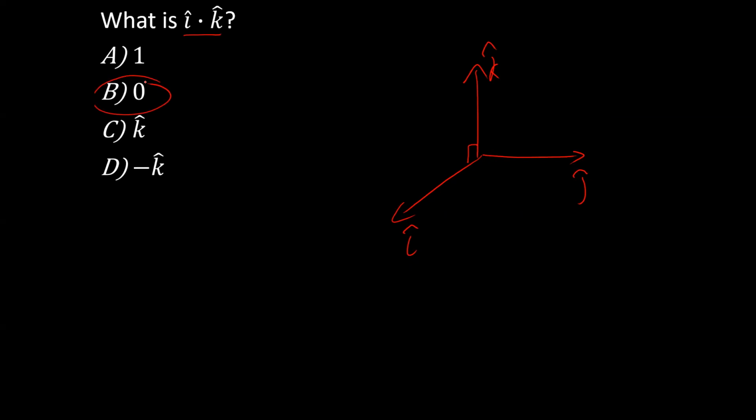You could also get this from the formula. Remember, A dot B is going to be magnitude of A, magnitude of B times the cosine of the angle between them. Here, the angle between them is 90 degrees. And so I hat dot K hat is going to be magnitude of the first vector, that's 1, times magnitude of the second vector, that's 1, times the cosine of the angle between them, cosine of 90 degrees. Cosine of 90 degrees is 0. So, either way, you're going to get 0. Okay, good. Let's go to the next one.